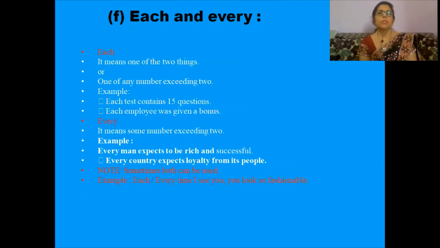Now again, the same variation: each and every. Each means one of the two things when you are talking about two. Each test contains 15 questions. Each employee was given a bonus. Each means one of any number.